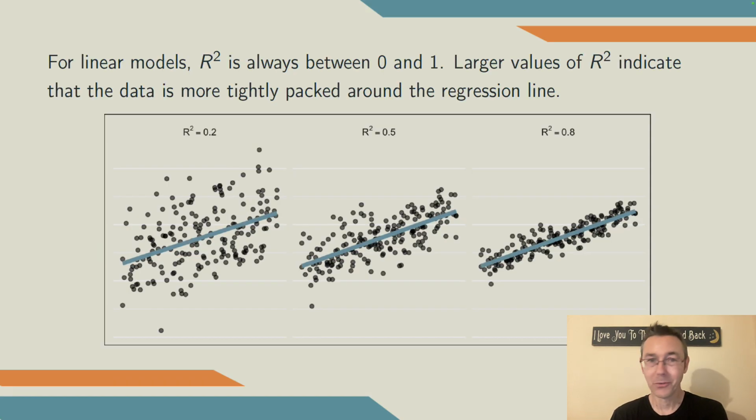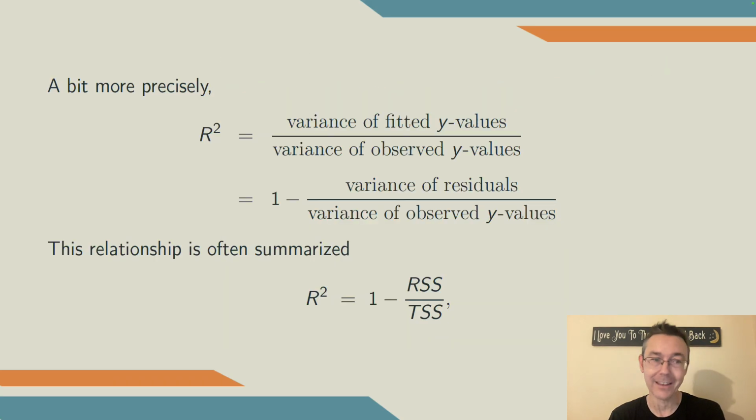For linear models, r squared is always between 0 and 1. Larger values of r squared indicate that the data is more tightly packed about the regression line. So here I'm showing you three linear models. All those lines have exactly the same slope. On the left we have an r squared value of 0.2, in the middle 0.5, and on the right 0.8.